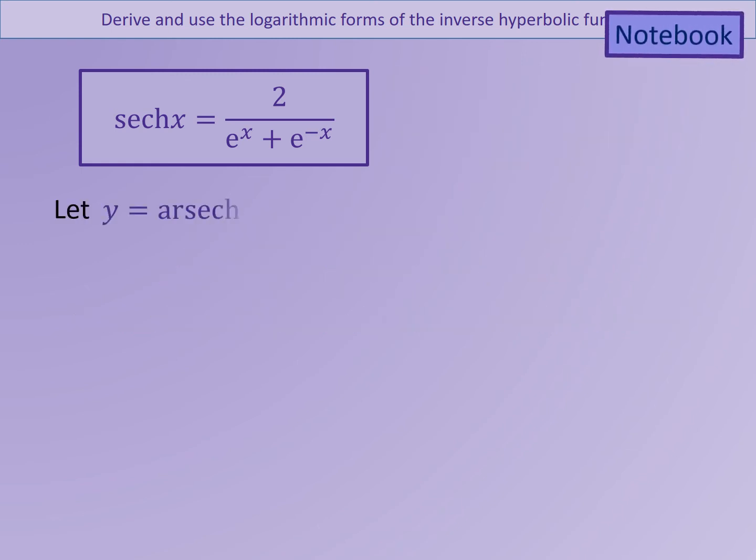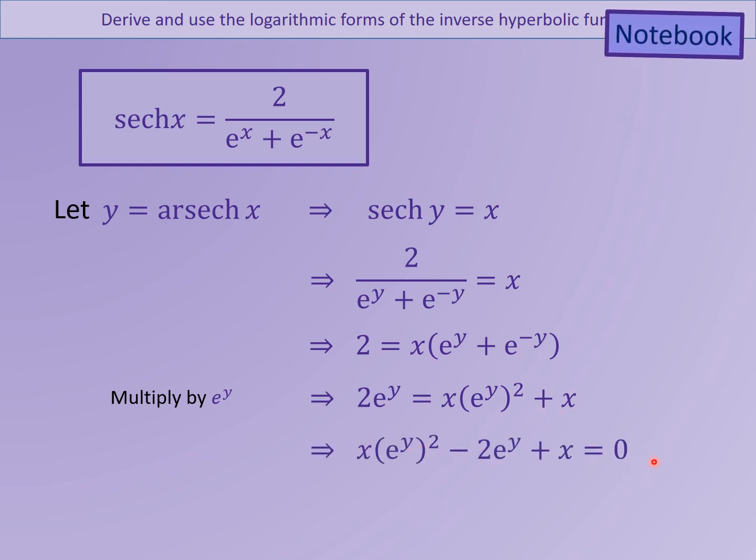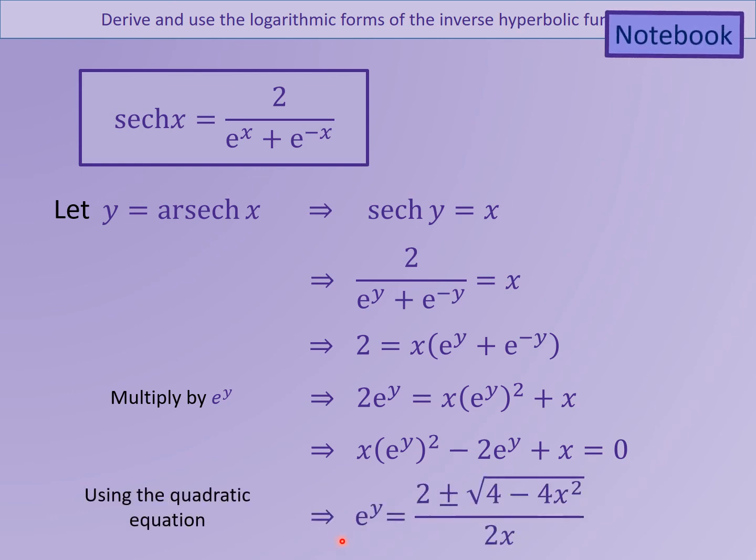Okay, so let's see how far you got through these then. So y equals arsech x. So the first thing I did is rearranged it. And then once I've rearranged it, I can write it in this form. So I've done that. There we go. I've multiplied by e to the y plus e to the minus y. I've expanded it and multiplied by e to the y. So I get 2e to the y, x e to the y squared, x e to the minus y times e to the y just gets x. I've written it as a quadratic equation, and I've used the quadratic equation formula. And there we go, got this.